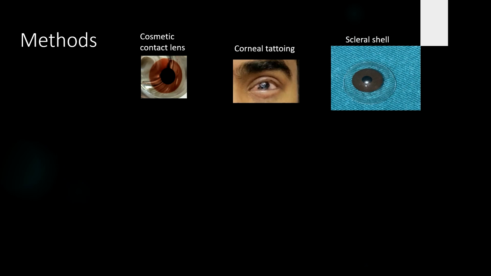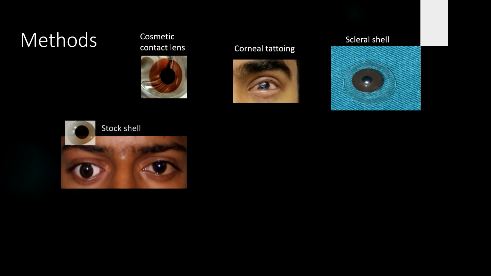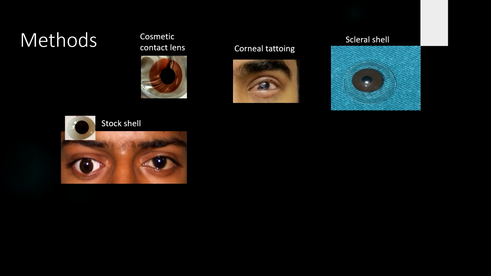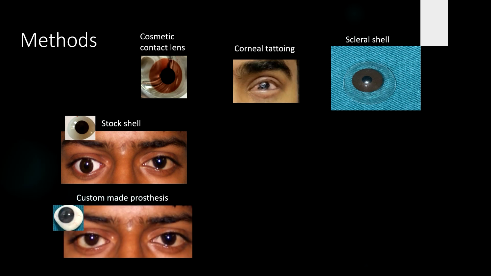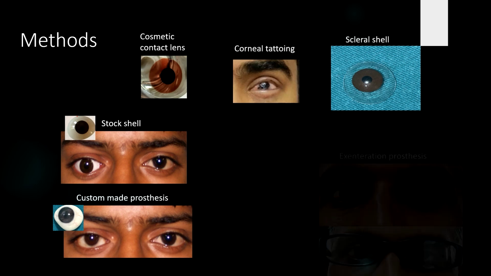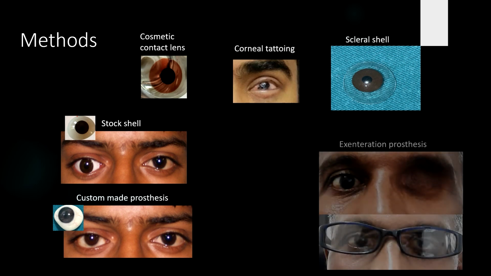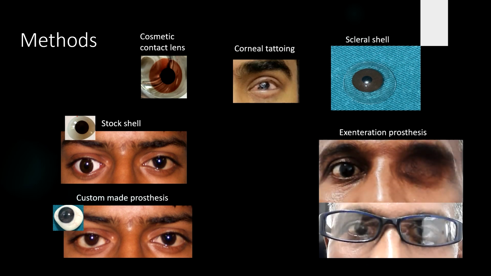These prostheses can either be prefabricated, such as scleral shell or stock shell, or custom-made prostheses. Additionally, there are exenteration prostheses which are used in patients who have undergone exenteration. A customized prosthesis is fabricated for each patient, hence it will have a better fit, motility and color that also matches that of the other eye, giving an excellent cosmesis.